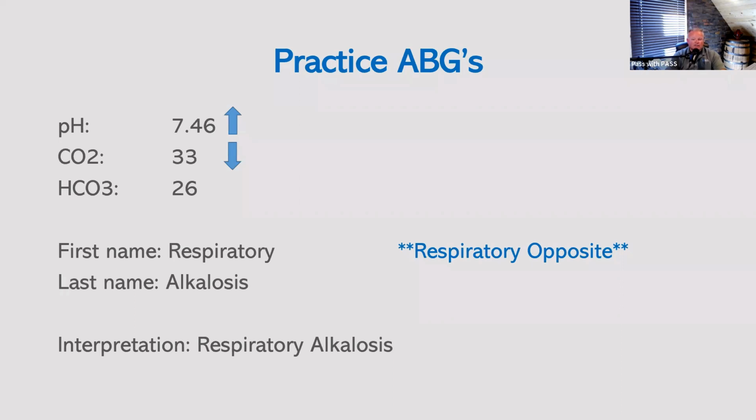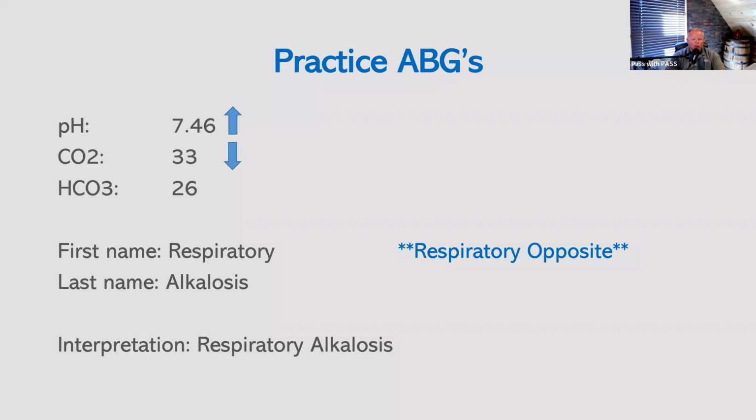And then look at CO2. If your CO2 is not within a normal range, you need to determine if it is opposite of what your pH is doing. If your pH is going low and your CO2 is going high, we have a respiratory acidosis. If my CO2 is going low and my pH is going high, I have a respiratory alkalosis. And if it is not a respiratory issue because your CO2 is within normal range, then you move to the next step of looking at your HCO3, or your bicarb.